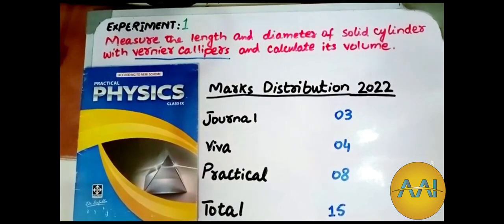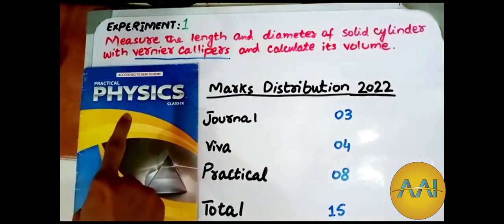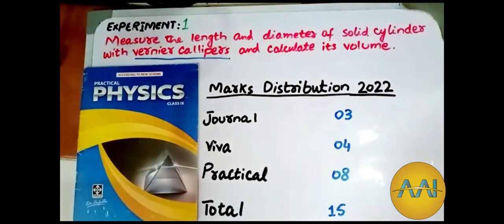I will try to make you understand the practical, that is Vernier caliper. Yes, of course, it is according to the new scheme of 2022. So in this video, we will learn about practical number 1 of physics, that is Vernier caliper. I have highlighted here Vernier caliper.